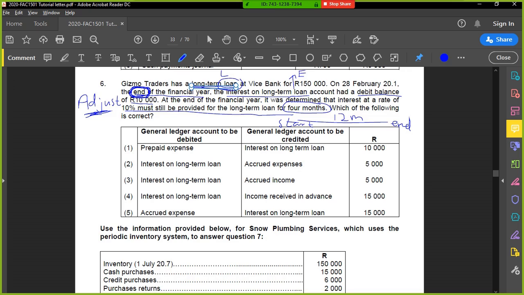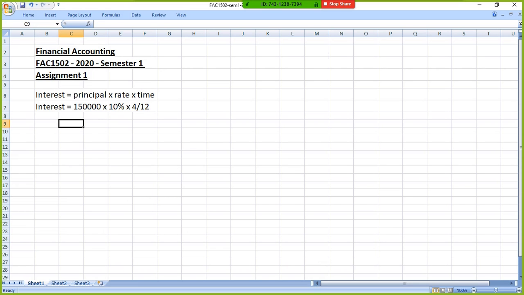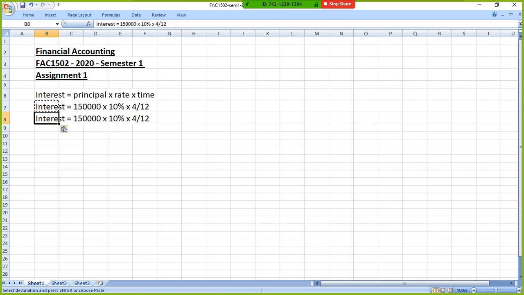They tell you the interest on the loan had a debit balance. We said earlier the debit balance represents an expense. So how much are they showing currently? 10,000. Do you agree? Yes. Okay, that's the interest they're showing. If I multiply this out, so the interest that you already owe them is 10,000. Is that right? Is that what it means?